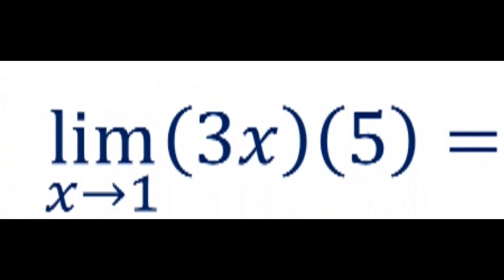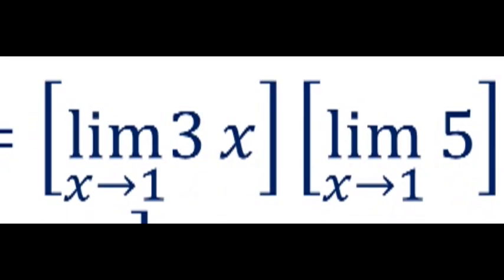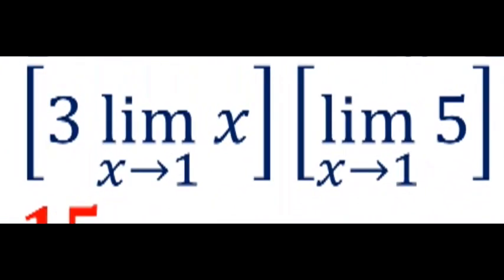Okay, so you separate both functions, f of x and g of x, and then find the limit of each. So limit of 3x as x approaches 1 times limit of 5 as x approaches 1. And then take note that there is a constant in the first function. That's why you have to move it in front. That's why it turned out into 3 times the limit of x as x approaches 1, and then simply copy limit of 5 as x approaches 1.